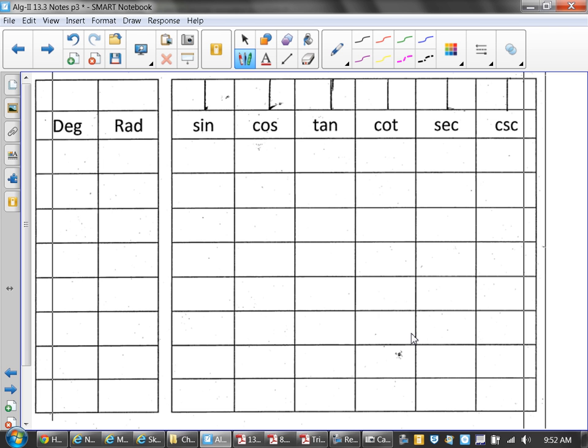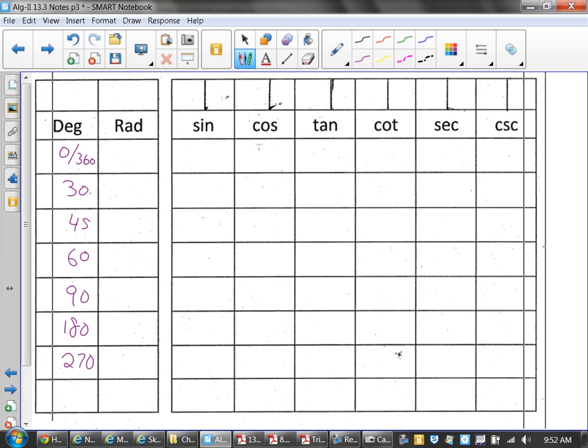What I'd like to do here on the degree column is put in the following values. 0 and 360, 30, 45, 60, 90, 180, and 270. I'll let you guys worry about the radians here.